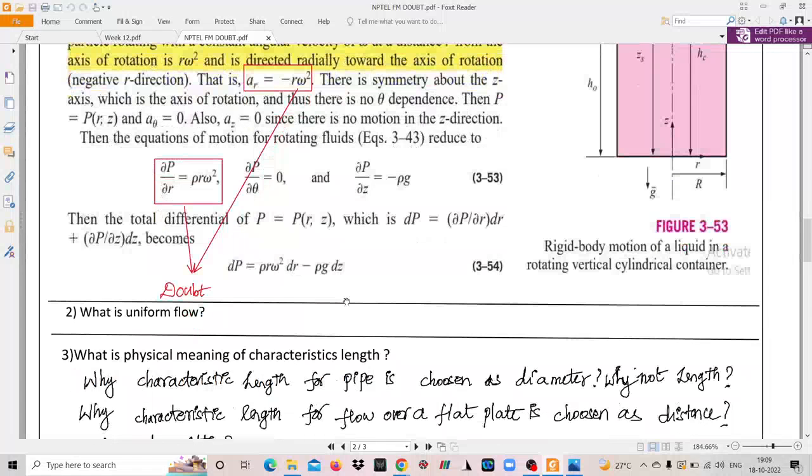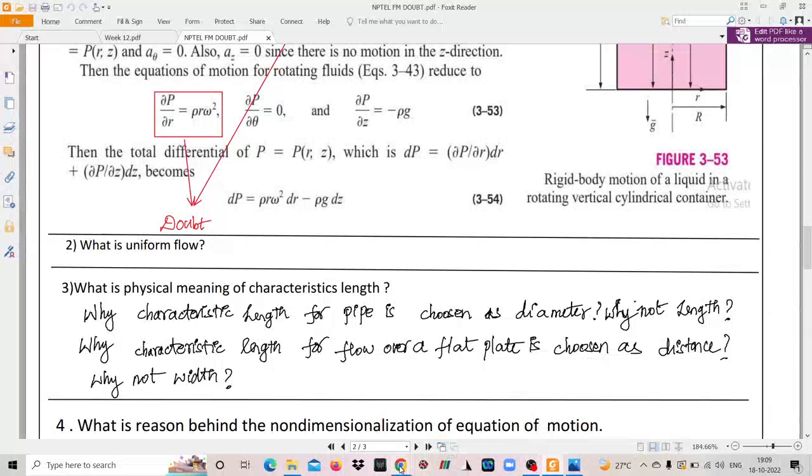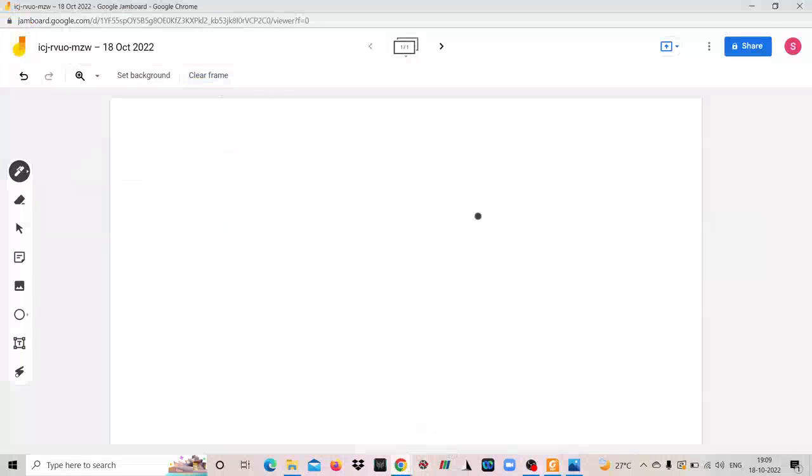Next, your next question is, what is uniform flow, right? So what is uniform flow? See, uniform flow is a flow where the velocity field is defined by three components. If you consider a generalized case, the velocity field is defined by three components.